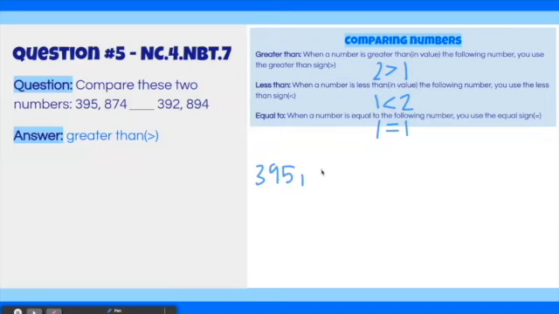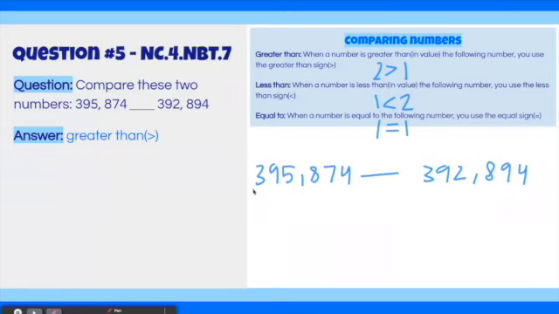So we have 395,874 and 392,894. Okay, so when comparing numbers, it's easiest to start off with the largest place value. So in this case, that's 100,000. And you're going to see if they're the same digit.